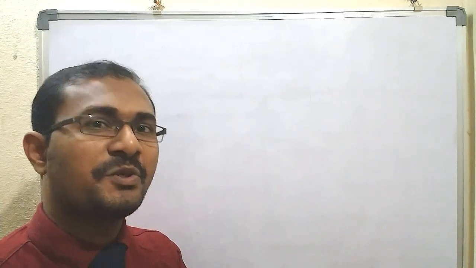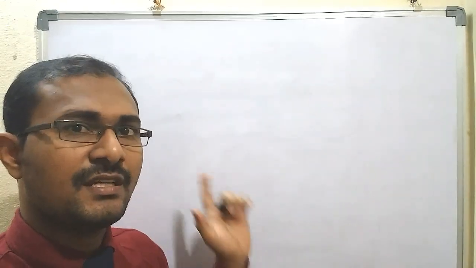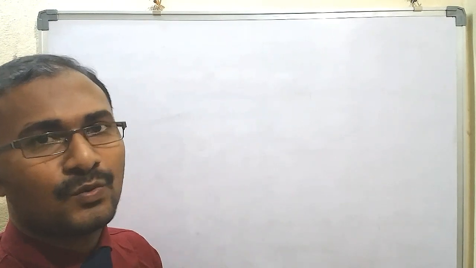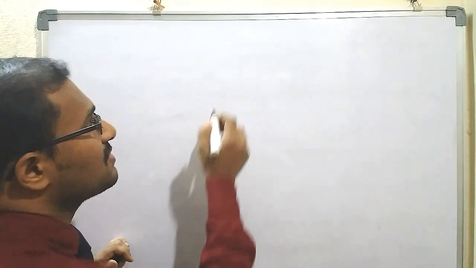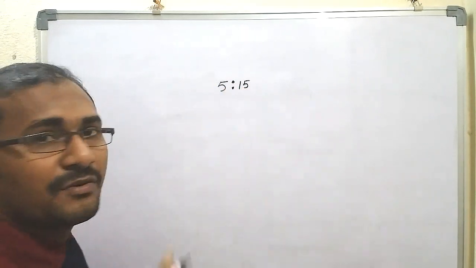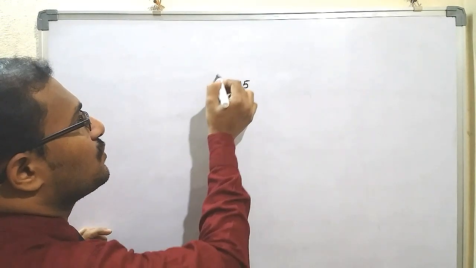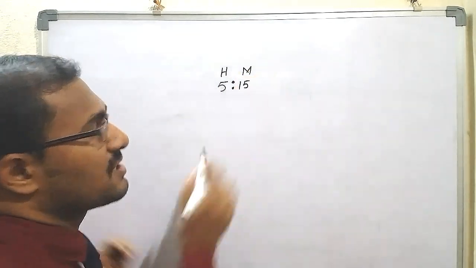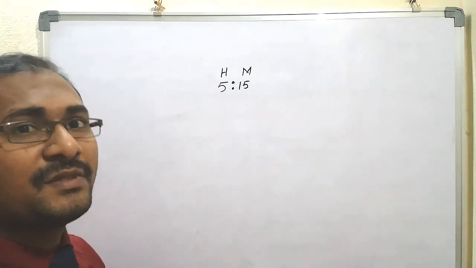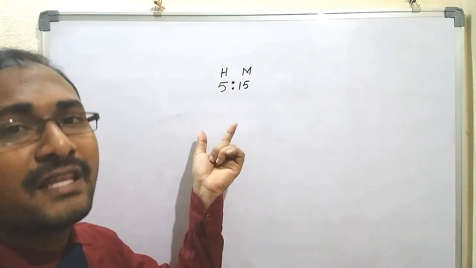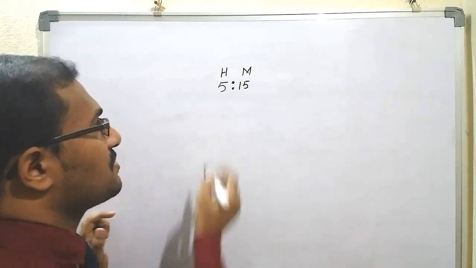Once again I'm going to repeat the same question because this shortcut is very important. Let us observe once again carefully. What is the given time? 5:15, where 5 is hours and 15 is minutes. Before starting the 3 steps, we have to transform the given time into 2 different numbers.